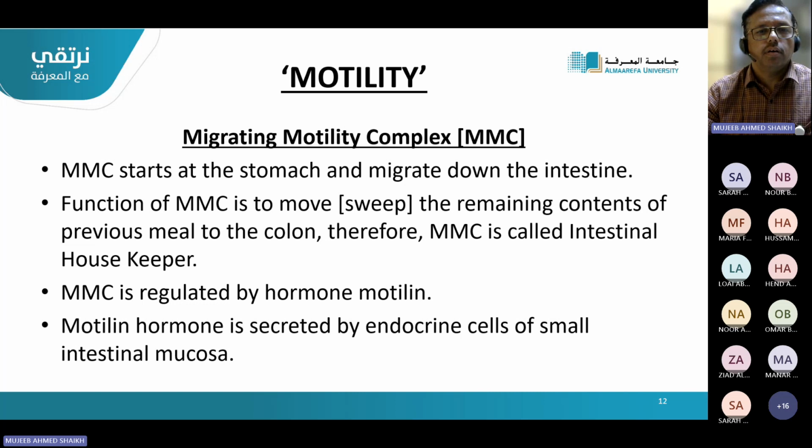How are they generated and how will they be regulated? Through a hormone which is known as motilin, which is secreted by the small intestinal mucosal cells. As they are cleaning the small intestine and keeping it ready for the next chyme or next meal, they are called the housekeeper contraction or housekeeper of the small intestine. This is the terminology they gave it.